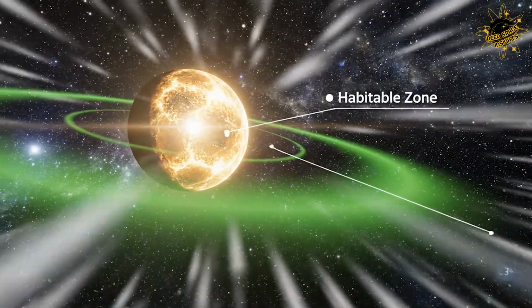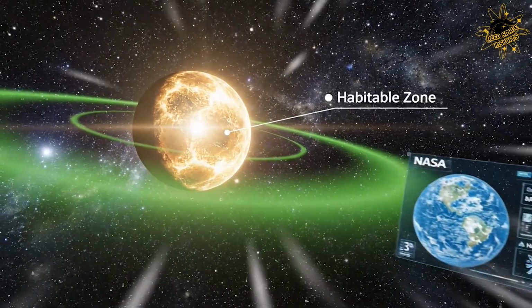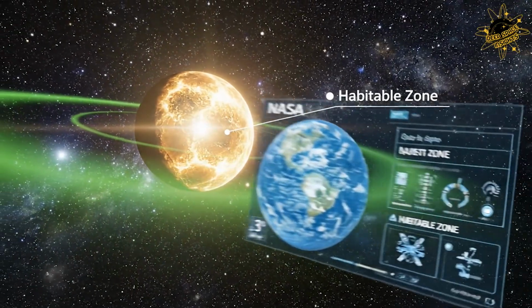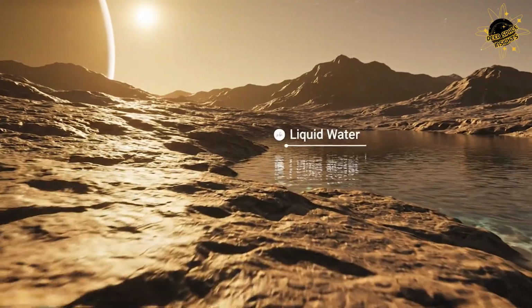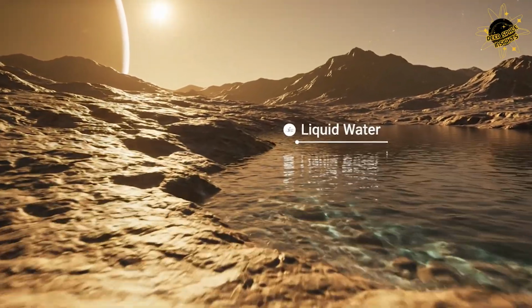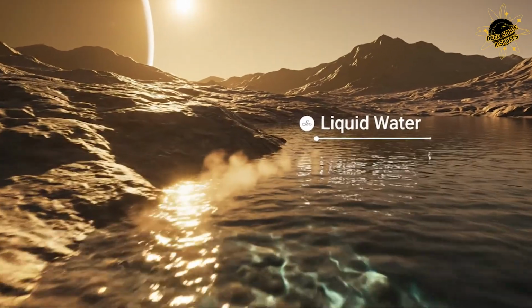The ultimate goal is to find rocky worlds similar to Earth orbiting in their star's habitable zone. The habitable zone is the orbital distance where liquid water can exist on the planet's surface.